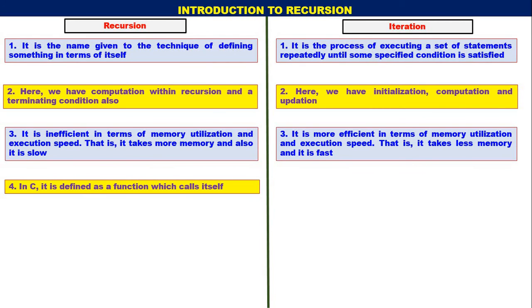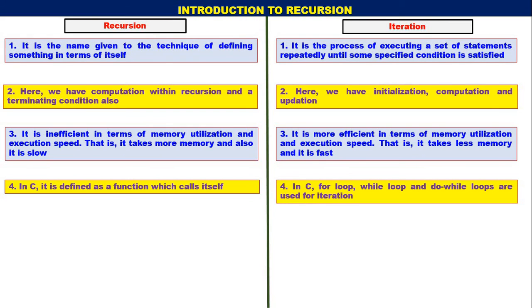Last point. For recursion, in C, it is defined as a function which calls itself. Just now we understood the example of zzz, where the zzz function was called within the body of zzz. Whereas for iteration in C, you have the for loop, the while loop, and the do while loop. They are used for iteration. So this is a comparison between recursion and iteration.